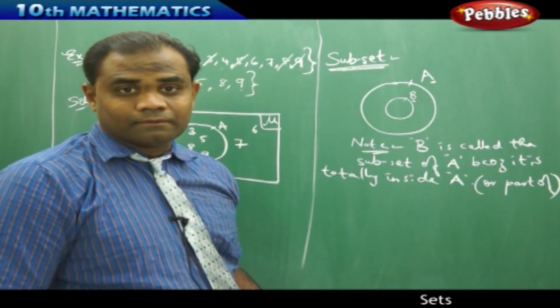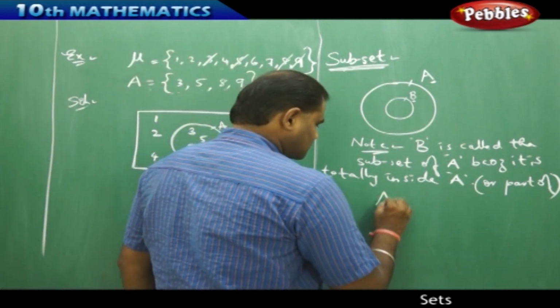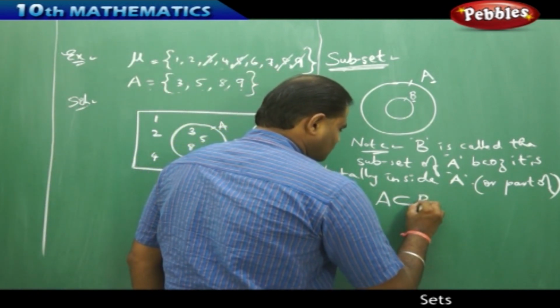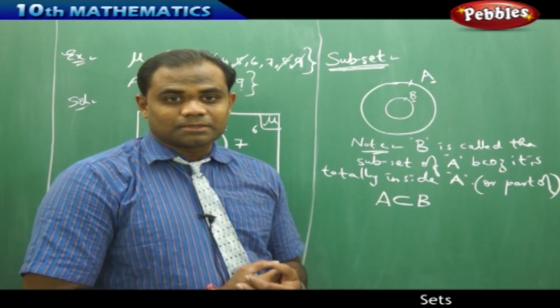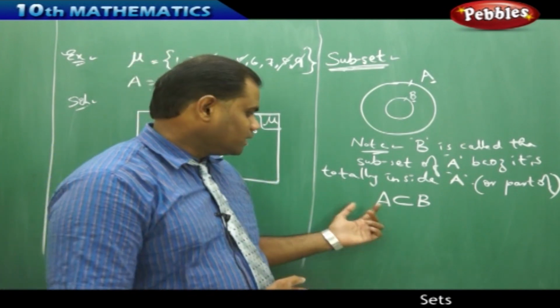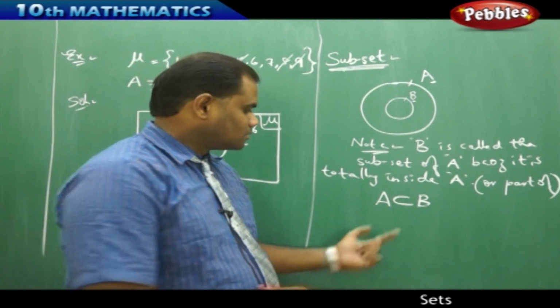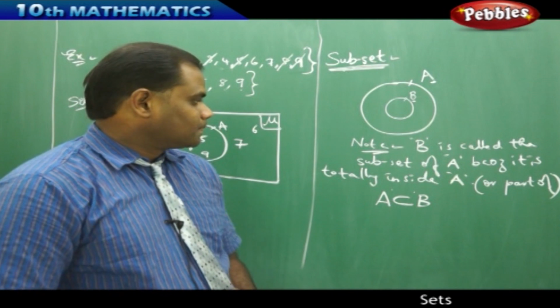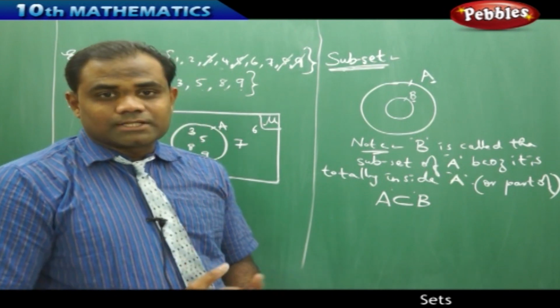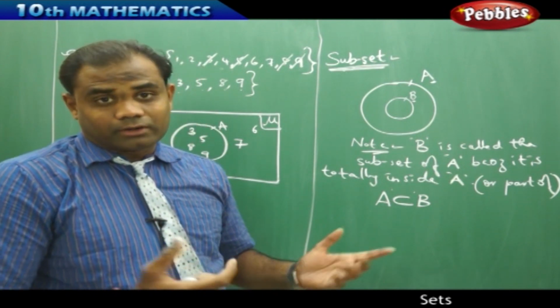And mathematically, the notation for subset is A is subset of B, is how I understand the subset concept. So A is subset of B is denoted with the symbol subset, the elongated C. Now let's take one example problem to understand this more clearly.